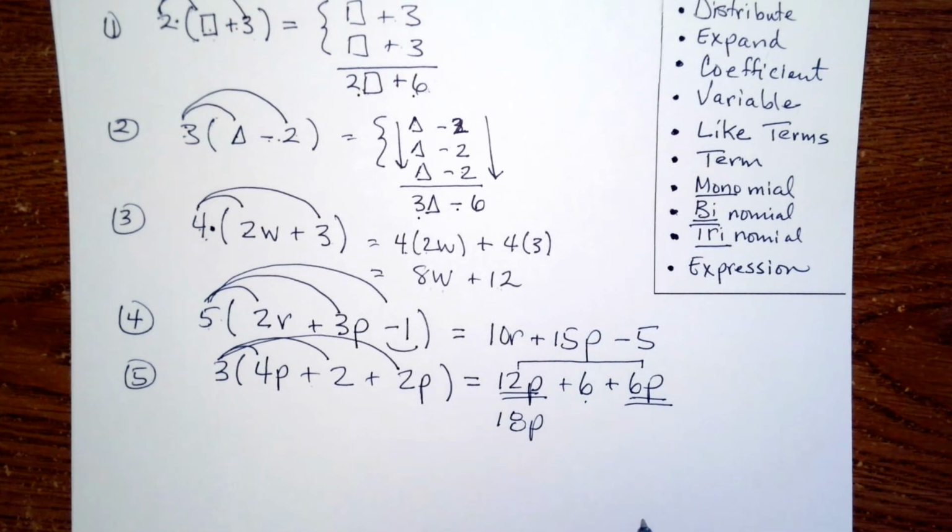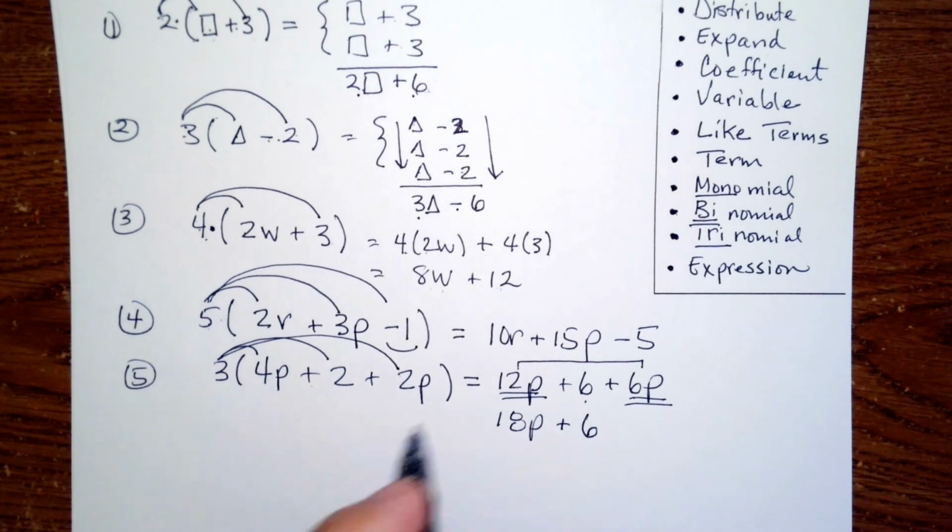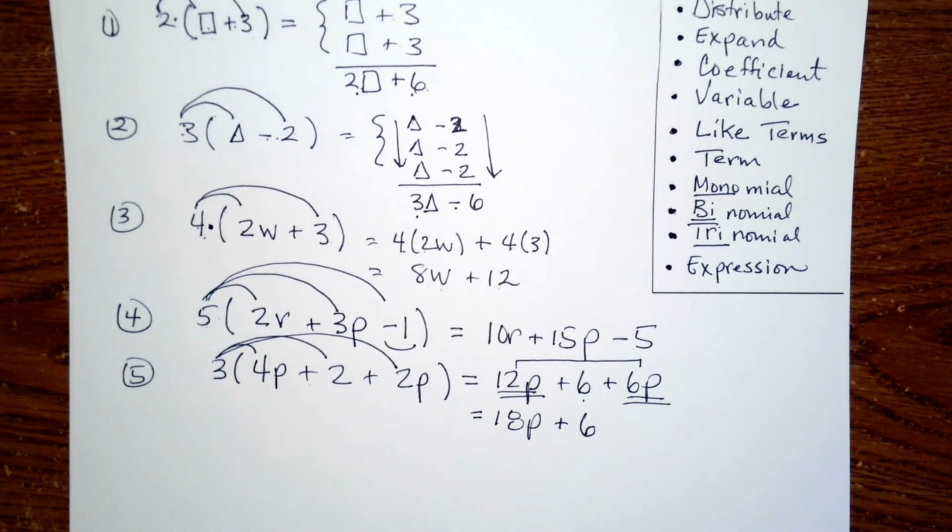What about the 6? 6 is just a number all by itself. It's a constant. This has a variable, this does not. We leave it alone, we're done. The answer to number 5 is 18p plus 6. How did you do?